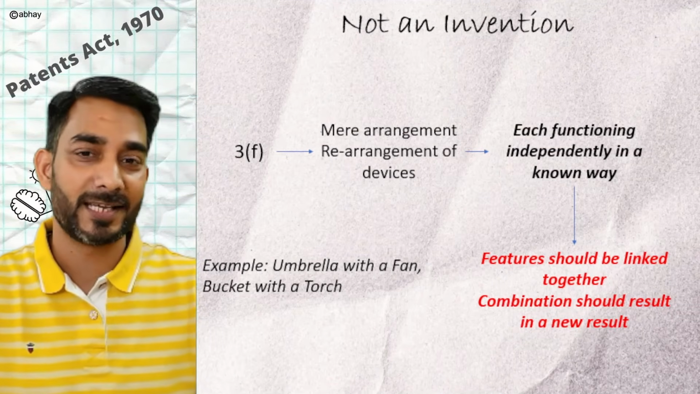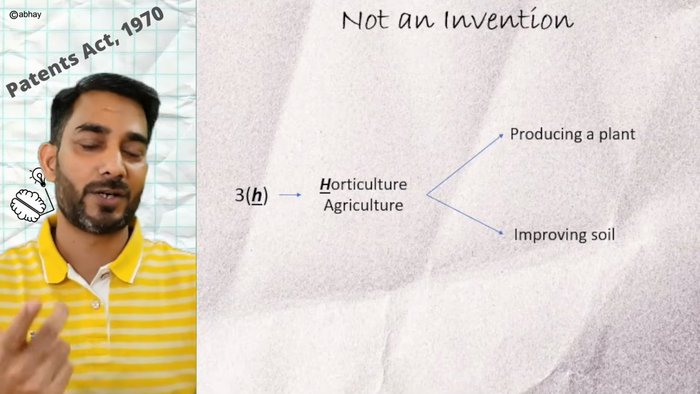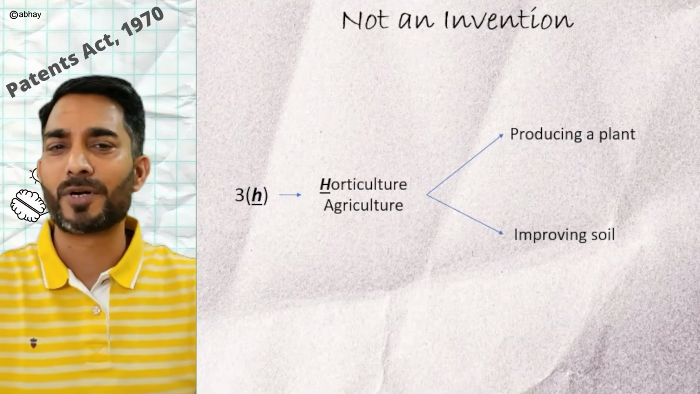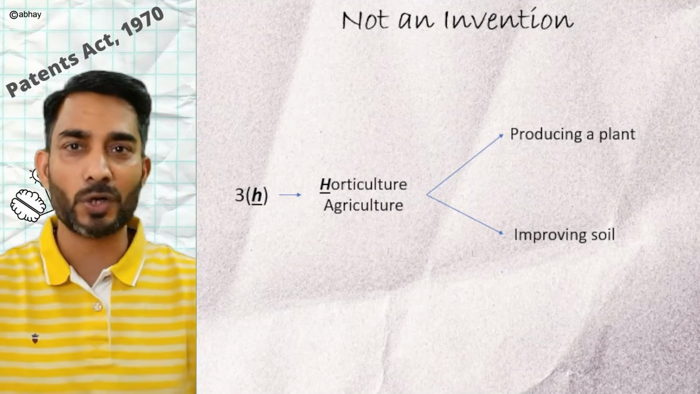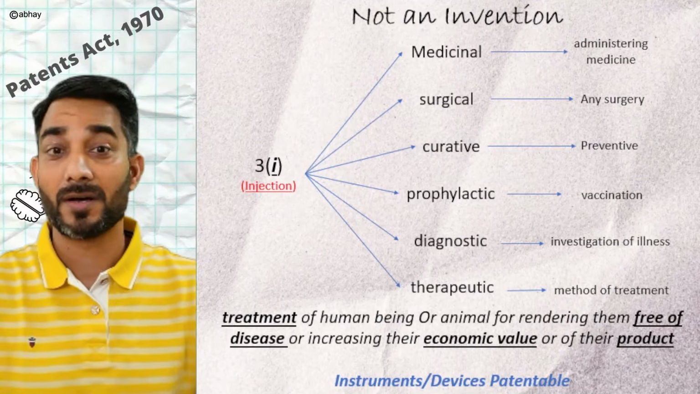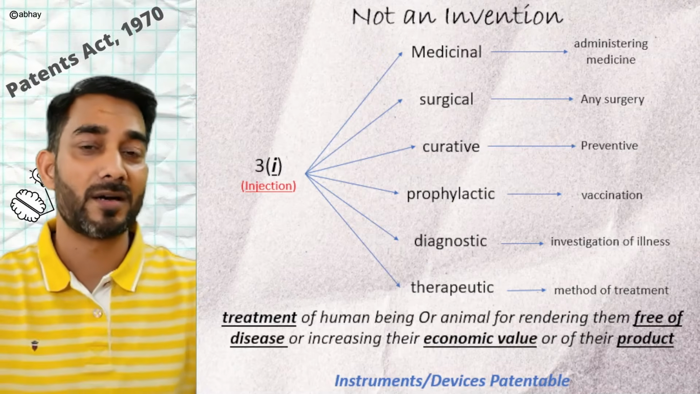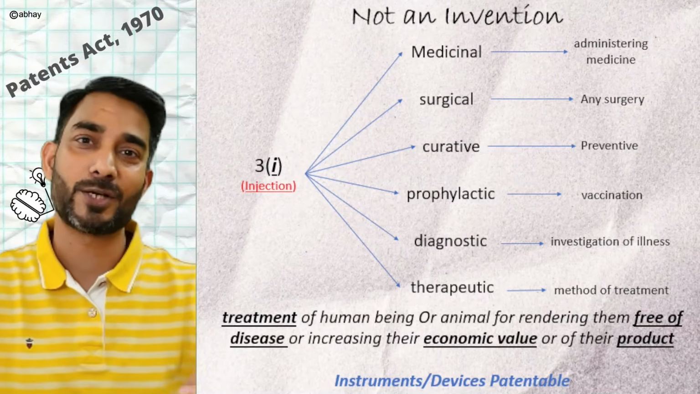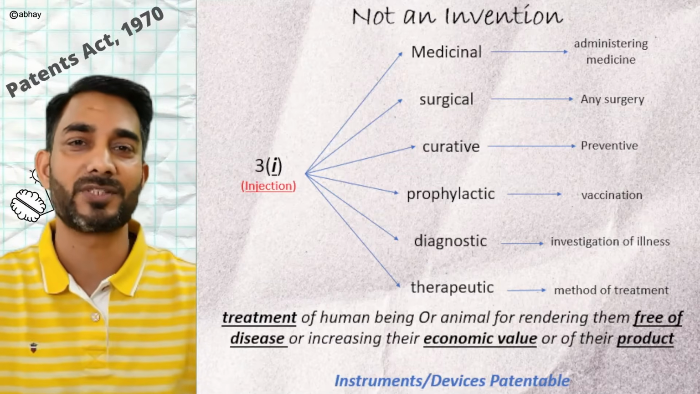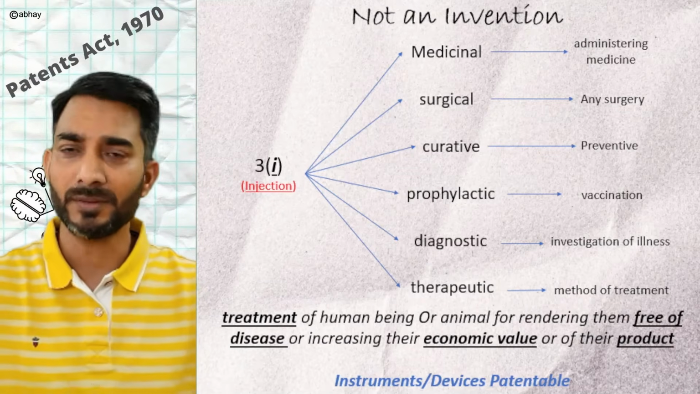Moving on, H, horticulture or agriculture. Any method of producing a plant or improving a soil for better production will not be considered as invention. Method of treatment, I, 3I, I for injection, injection for healthcare. Method of treatment is not considered something which is patent eligible in India.